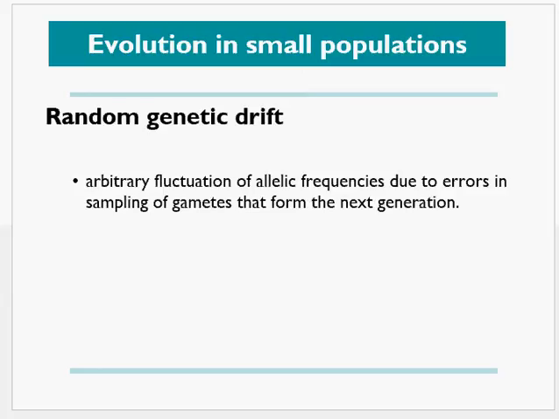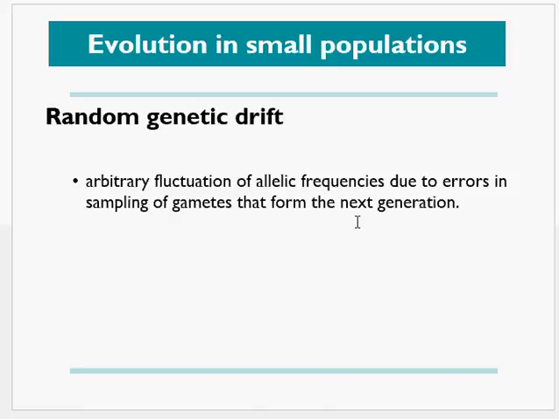population. So what is random genetic drift? It's basically an arbitrary fluctuation of allelic frequencies due to errors in sampling of gametes that form the next generation, results in some of the rare alleles not being passed on to the next generation and therefore being eliminated from the population. So how does that happen? It happens through sampling errors.